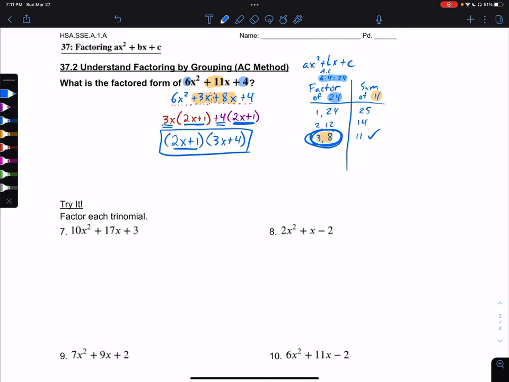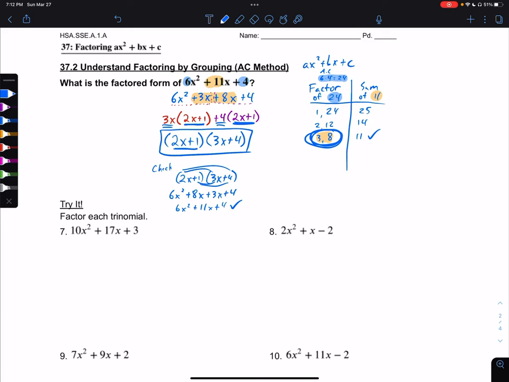Since you're new to this method, I would always recommend checking it, making sure that your work is correct. So take your 2x plus 1, take your 3x plus 4, and we're going to check by multiplying. So distribute, I get 6x squared plus 8x, plus 3x plus 4, combine like terms, and this checks out from the original.